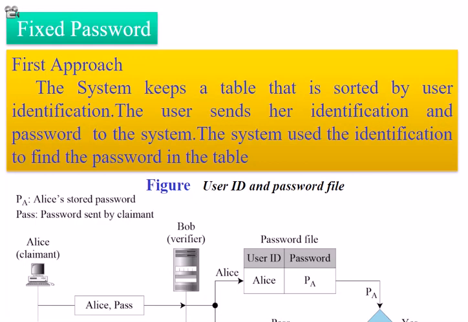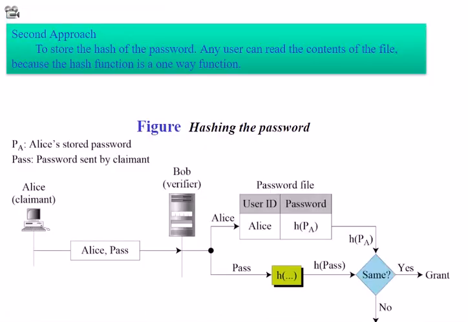There are various attacks possible on the first approach, for example stealing the password, accessing the password file, guessing, eavesdropping, etc. Second approach: store the hash of the password. Any user can read the content of the file because the hash function is a one-way function. The figure explains hashing the password. A is the claimant and B is the verifier. The password file stores the user ID and the hashed password.